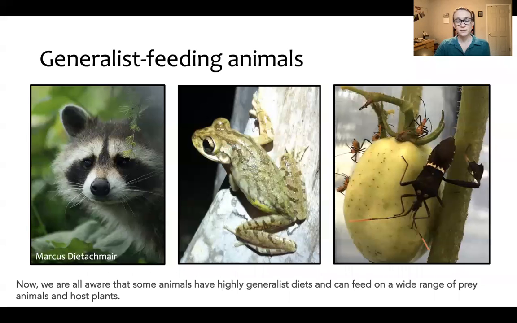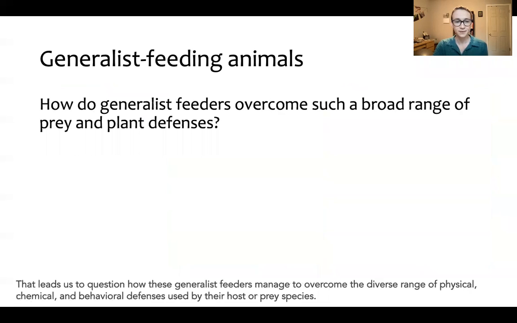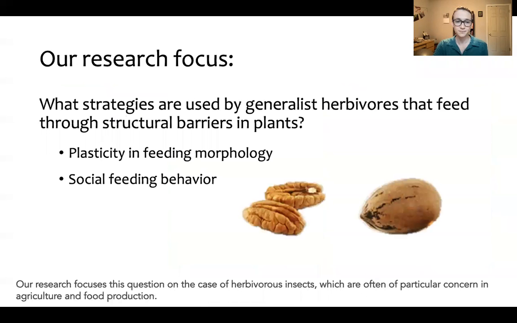Now, we're all aware that some animals have highly generalist diets and can feed on a wide range of prey animals and host plants. For example, raccoons are generalist omnivores. These tree frogs here eat a range of invertebrate and vertebrate prey, and these leaf-footed bugs can feed on fruits from dozens of different plant families. That leads us to question how these generalist feeders manage to overcome the diverse range of physical, chemical, and behavioral defenses used by their host or prey species.